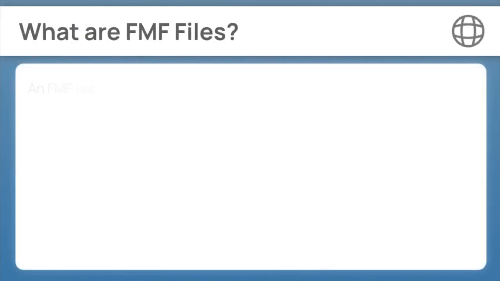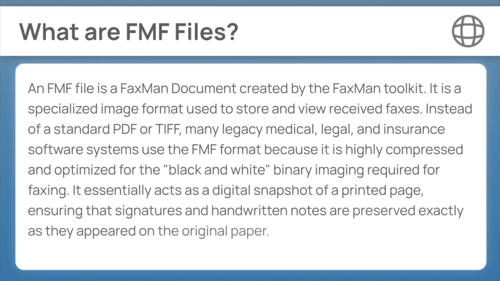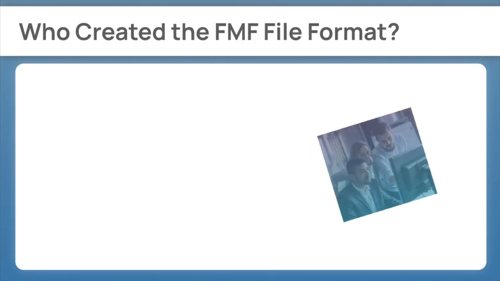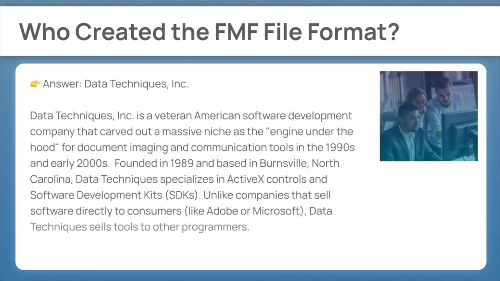An FMF file is a FaxMan document created by the FaxMan Toolkit. It is a specialized image format used to store and view received faxes. Instead of a standard PDF or TIFF, many legacy medical, legal, and insurance software systems use the FMF format because it is highly compressed and optimized for the black and white binary imaging required for faxing. It essentially acts as a digital snapshot of a printed page, ensuring that signatures and handwritten notes are preserved exactly as they appeared on the original paper.